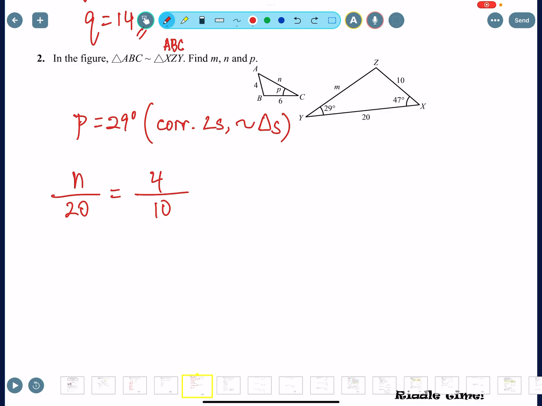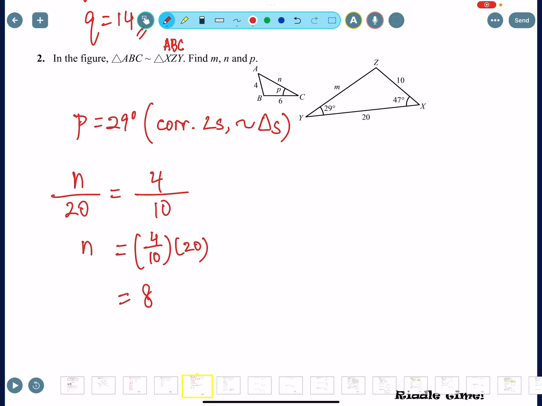Again, how did I get 4 and 10? First, 4 is a random number I get from the smaller triangle. We need a number, so 4 from the smaller triangle. And then AB is matching with XZ. So I'm getting a number from XZ, 10. And you just put 4 over 10. So the ratio is going to be like that. N is equals to 4 over 10 times 20. So the answer should be 8.